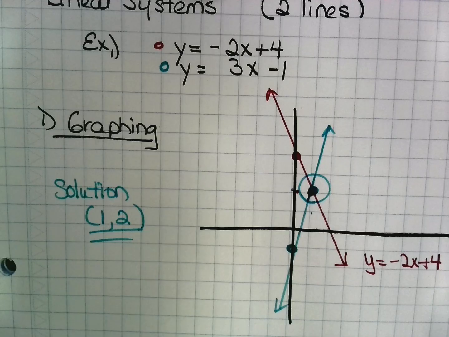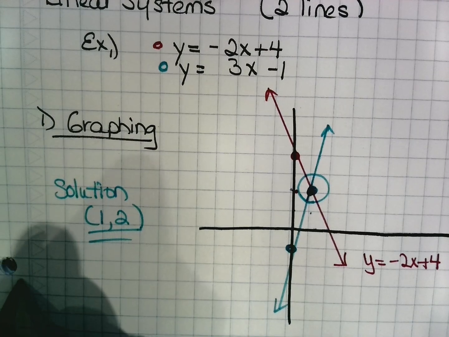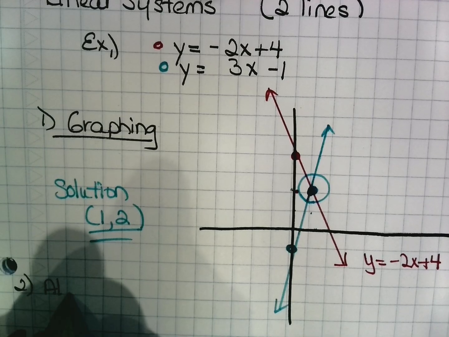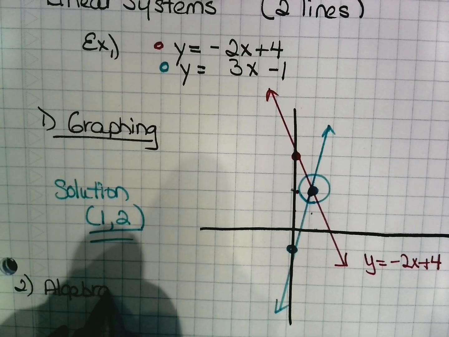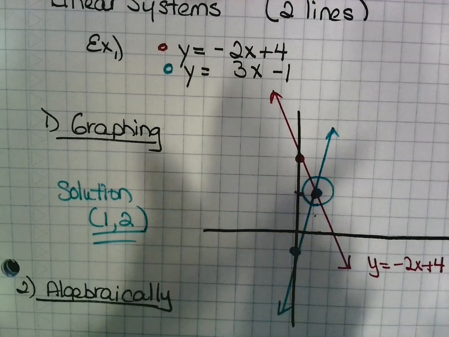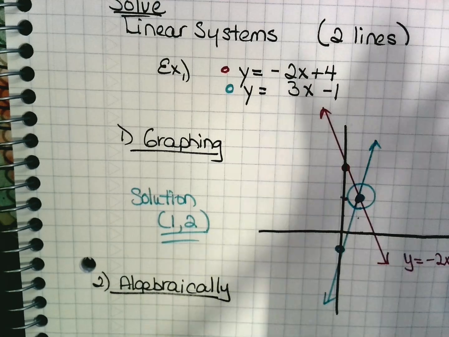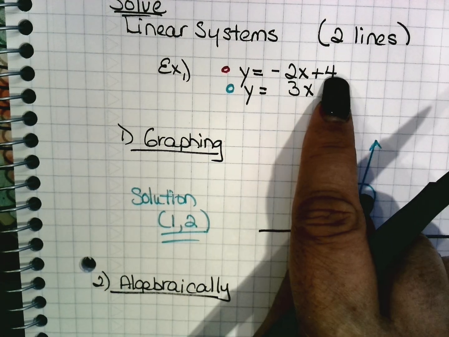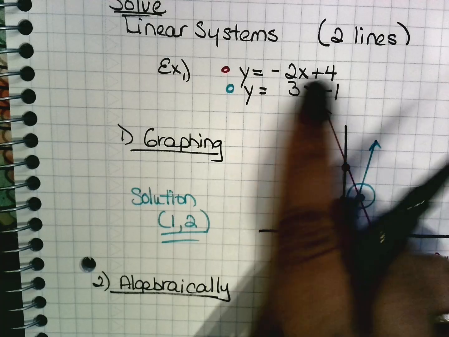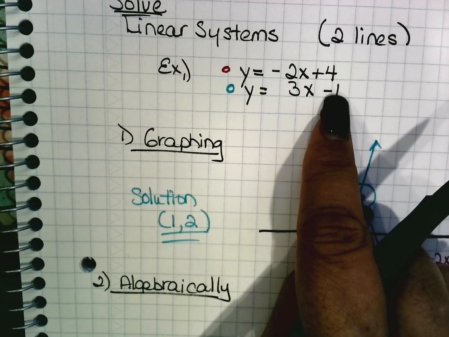Well, what if we didn't want to do a graph? What if we wanted to find it algebraically? That's the second way. In this particular case, we have y equals negative 2x plus 4, and y also equals 3x minus 1.